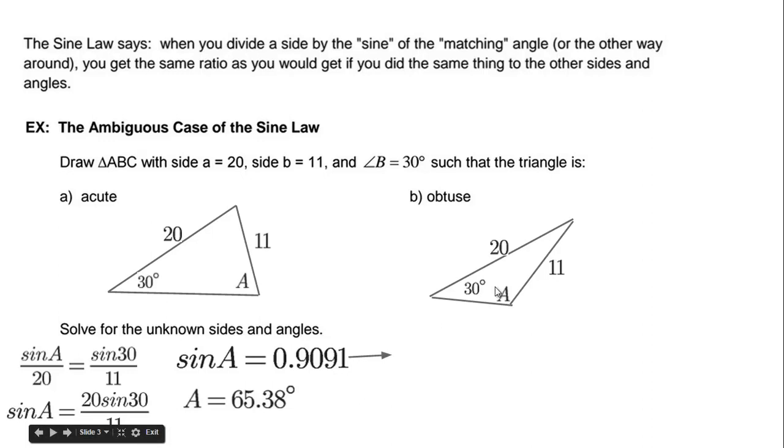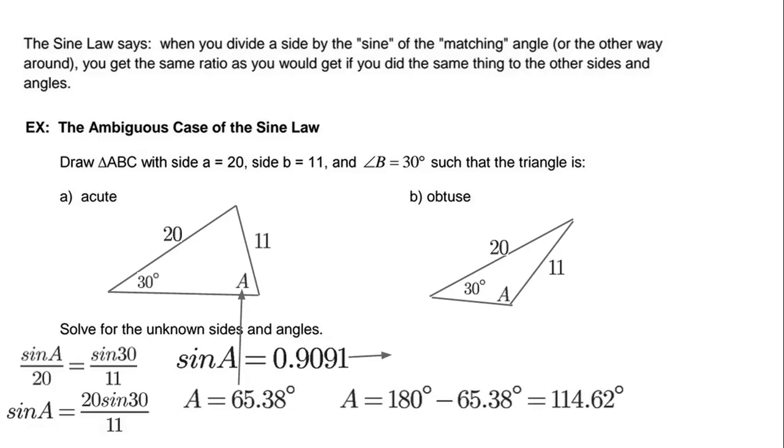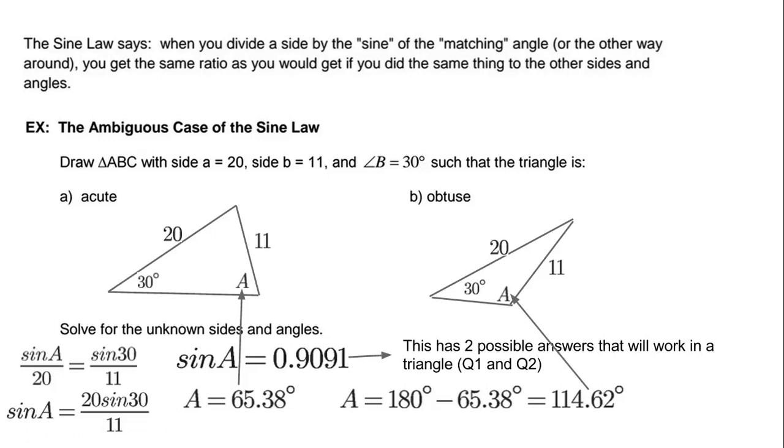Notice that it would be the exact same work, sine A over 20 and sine 30 over 11, for this triangle over here. So we can find the other angle by subtracting from 180. If you get to this point in the question, this actually has 2 possible answers that'll work in a triangle, 65 and 114. Those are 2 possible answers to sine theta equals 0.9091.